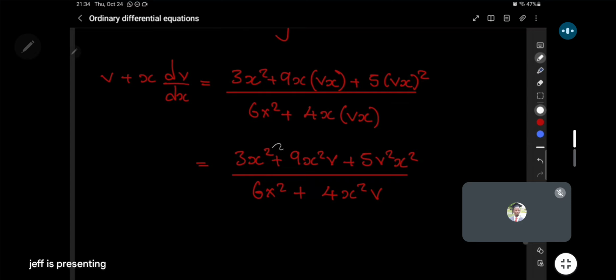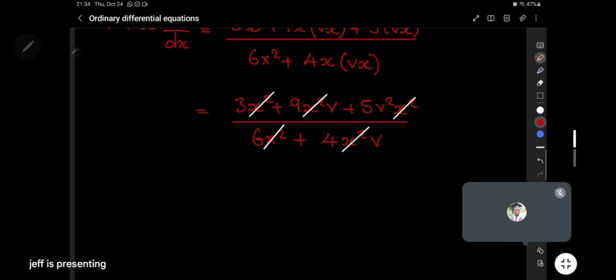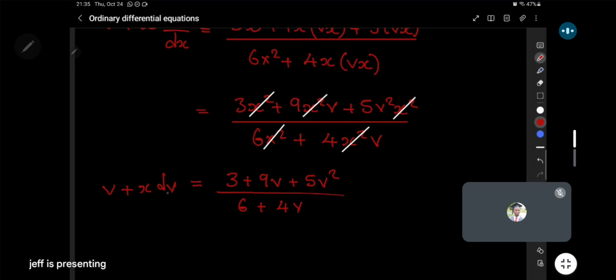Something will cancel here. In this case, the x squared is present on all the terms in the numerator. It's also present on all the terms in the denominator. This is the only reason why we can cancel it. You can still go ahead and factor it out first and then cancel, but as long as you can see it, you can move on from there. We remain with 3 plus 9v plus 5v squared over 6 plus 4v. So this is what our v plus x dv/dx is now equal to.